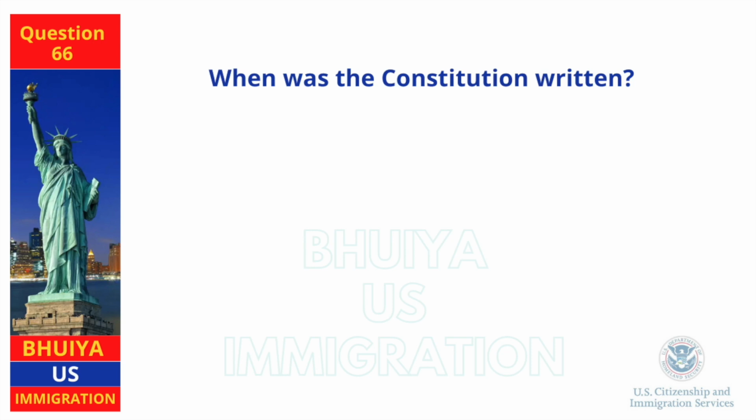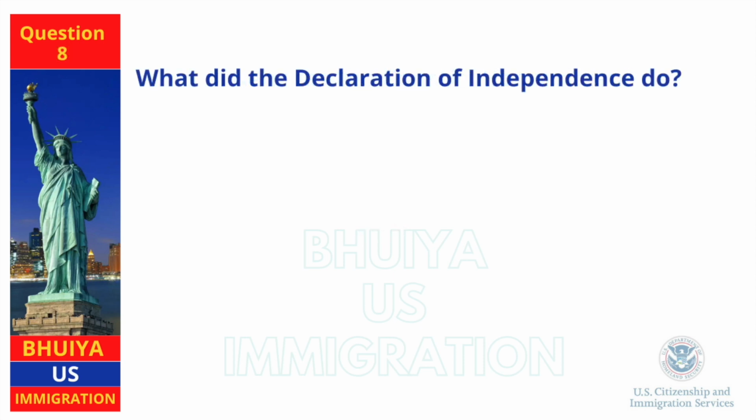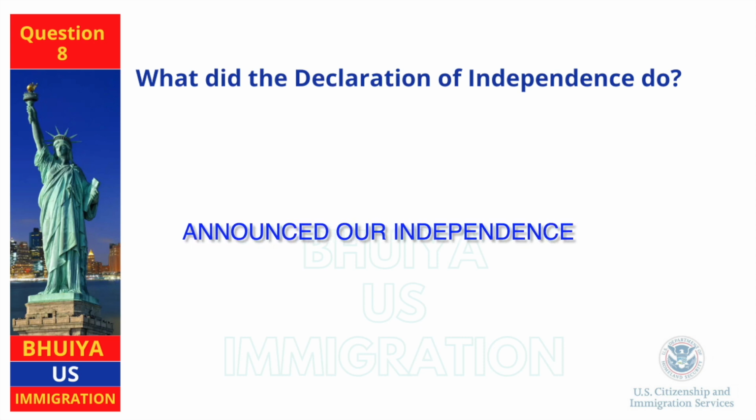When was the Constitution written? 1787. What did the Declaration of Independence do? Announced our independence.